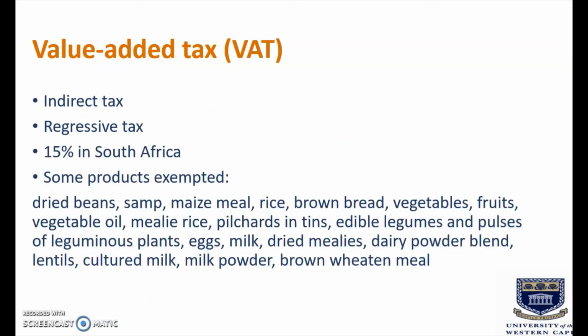Value-added tax. It is an indirect tax. It is considered to be regressive as lower income households tend to spend a larger proportion of their incomes on goods and services that attract VAT in comparison to higher income households. And it is 15% in South Africa. However, some products are exempted from this tax, such as dried beans, hemp, maize meal, rice, brown bread. The list goes on and on.